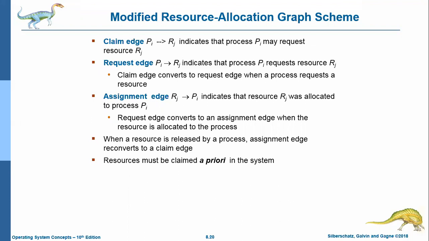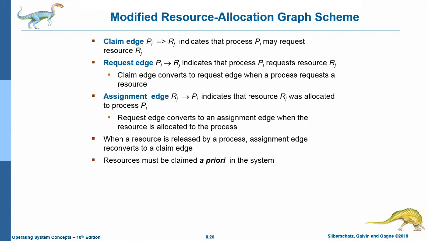The third type of edge is the assignment edge. Assignment edge is also a directed edge, and it starts from resource type Rj and leads towards process Pi. It indicates that resource Rj has been allocated to process Pi. And remember, request edge converts to an assignment edge when the resource is allocated to the process. So request edge will be converted to the assignment edge whenever a resource has been allocated to the process. When a resource is released by a process, assignment edge reconverts to a claim edge.